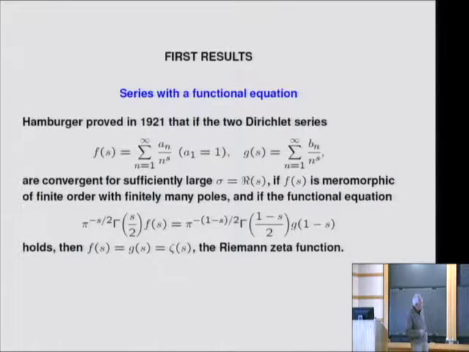If you have two Dirichlet series, this is the theorem of Hamburger in 1921. He proved that if you have two Dirichlet series, f of s and g of s, let's say a1 is normalized to 1, the series should be convergent for large real part of s, usually denoted by sigma. And F is meromorphic of finite order, with finitely many poles. And if there is a functional equation, the same as the zeta function, then F equals G equals the zeta function.